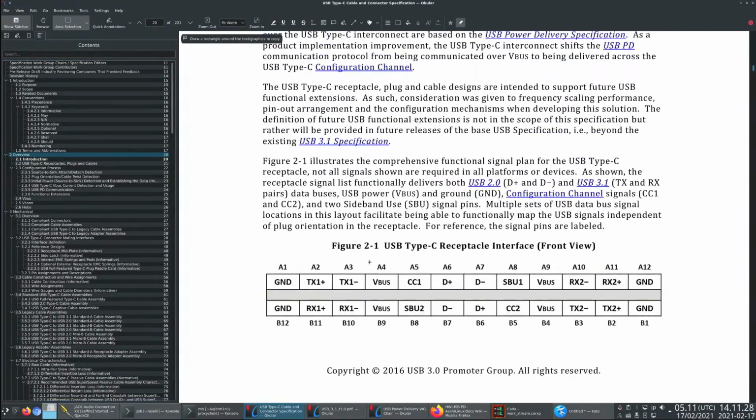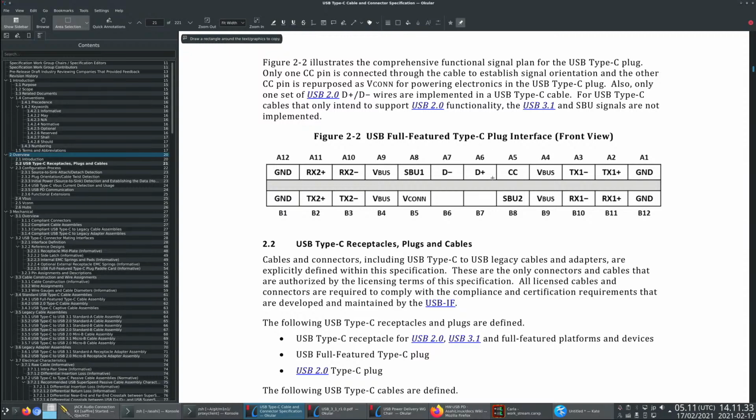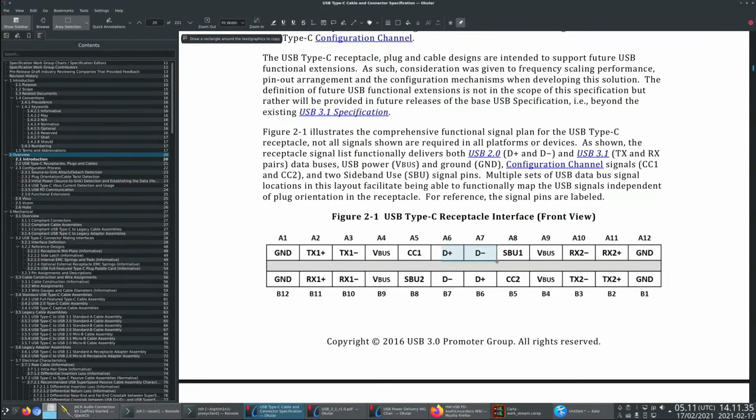Oh, the introduction section. Okay. Yeah, so here you can see, by the way, this is the one I was showing before. This is supposed to be the plug side, but then the device side does have this D plus D minus thing, and they call CC and VCon CC1 and CC2 because remember, this can be flipped over, right? So either is going to become CC, and then the other one is going to become VCon.